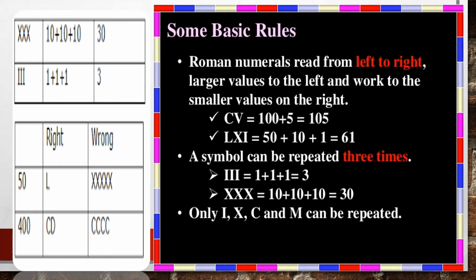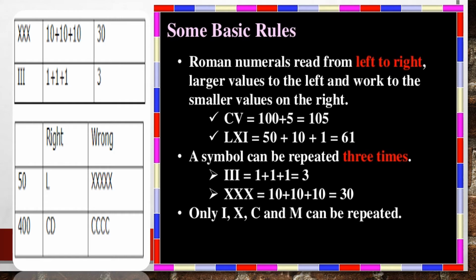They can be repeated up to 3 times. We did not repeat V, L, and D. You can see here I 3 times is written 1 plus 1 plus 1, that is 3. Then X also the same way, that is 10 plus 10 plus 10 is 30. Only I, X, C, M can be repeated, not V, L, and D.